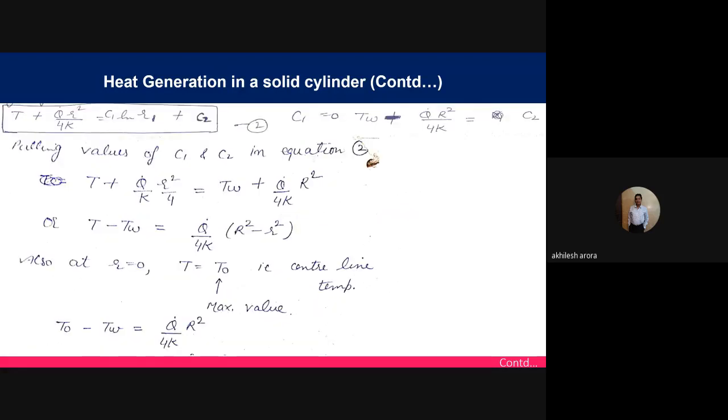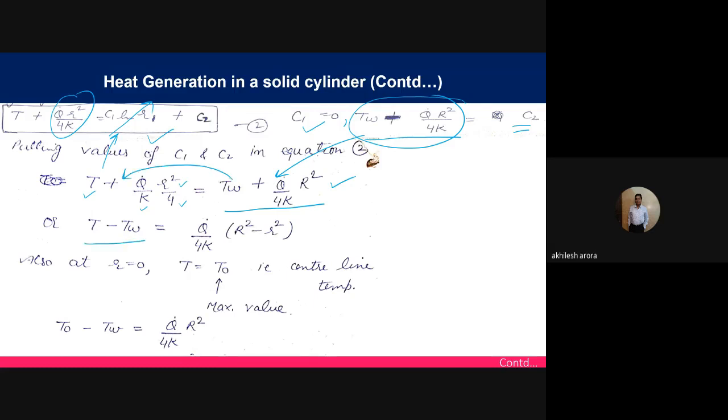Let us see. This is the equation: C1 is equal to 0, and this is the value of C2. This whole TW plus q dot R square by 4k. So you put the values in this particular equation here. So T plus q dot by k r square by 4, as C1 is 0, this term goes, the value of C2 is here. So this will come on the right hand side, TW plus q dot by 4k R square. So I can take this TW on this side.